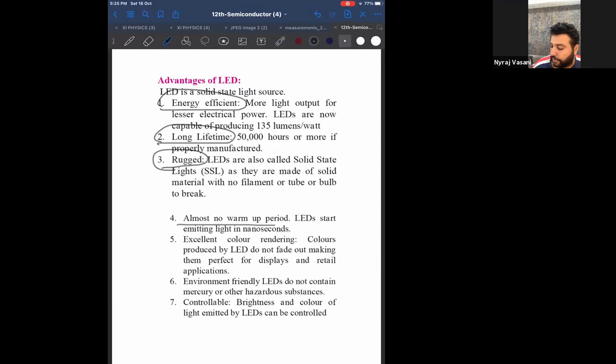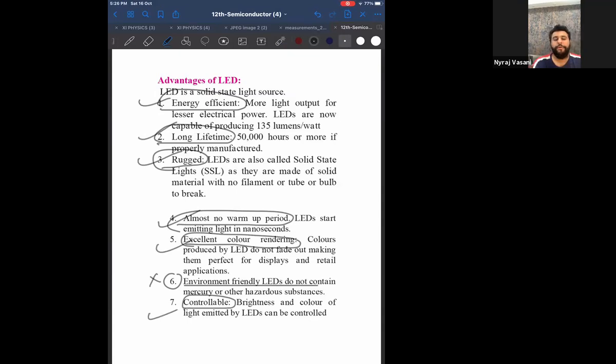Fourth one is no warm-up period. Fifth one is excellent color rendering. Color rendering means it gives you a very good color output. Next one is environmentally friendly LEDs. This you don't write because this is a controversial point, because not all LEDs are environmentally friendly. And last one is controllable. You can control the brightness and the color. So if you're writing 1, 2, 3, 4, 5, and 7, whatever I have put a bubble on, only that much you have to write. You don't need to write the whole point. Let me know which 3 you are writing, and you can continue writing.